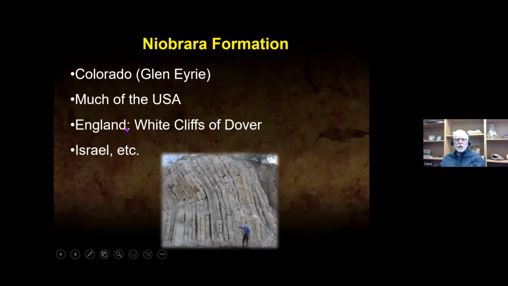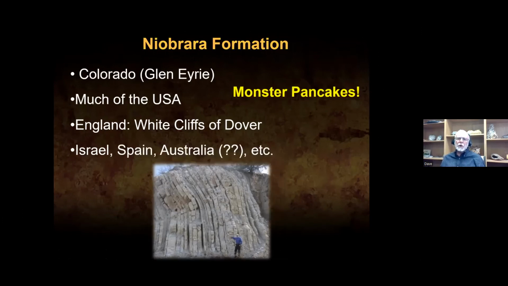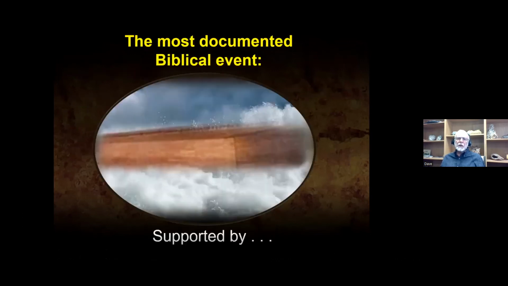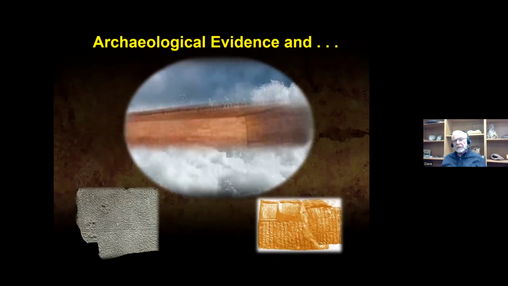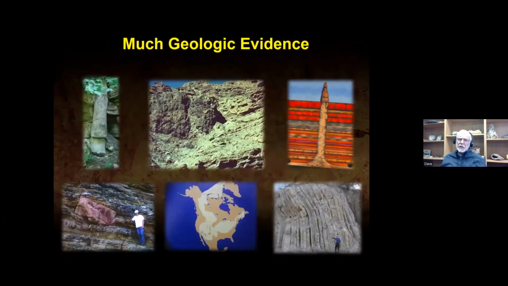It goes across the ocean, is found as and called the White Cliffs of Dover. It's now found in Israel and Spain and other places too. This is an even more monster pancake indicating worldwide flood. Nothing slow and gradual about those particular pancakes being put down gradually. Well, it turns out that the most documented biblical event is supported by much archaeological evidence and geologic evidence, as well as cultures around the world.